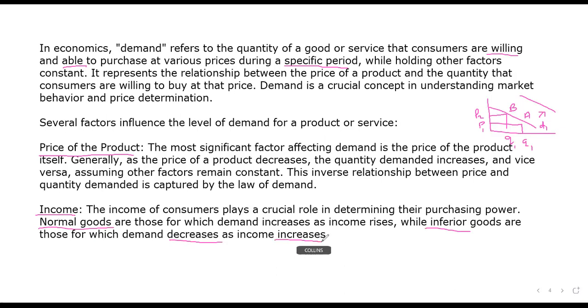What kinds of goods would these ones be? For instance, secondhand clothes. When your income goes up, you wouldn't want to go back to inferior goods. You'd want to go to boutique clothes.